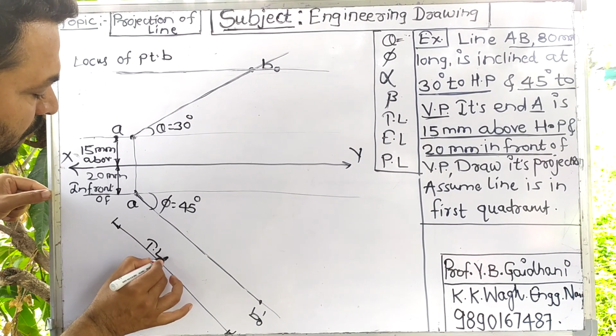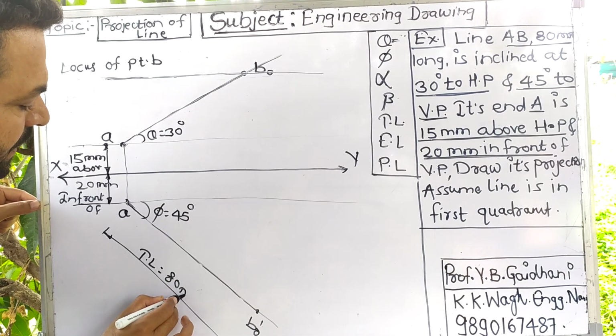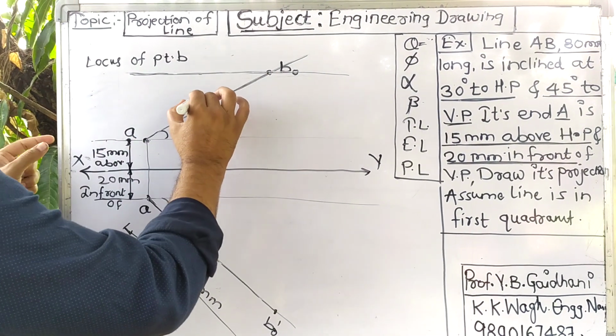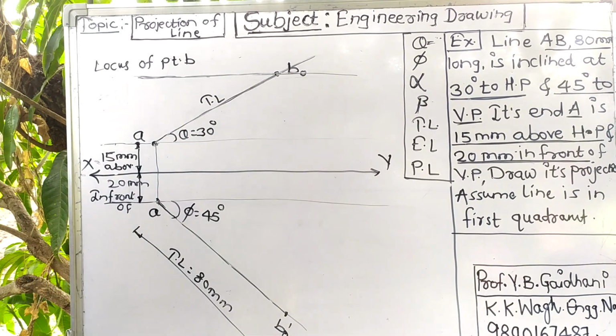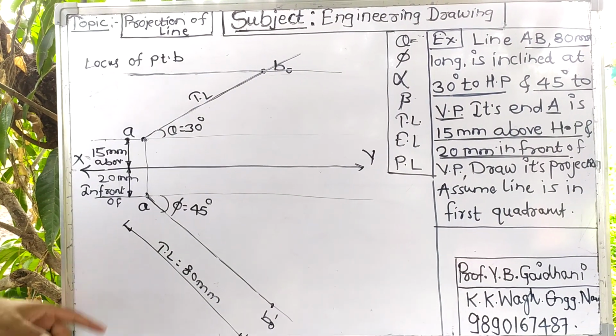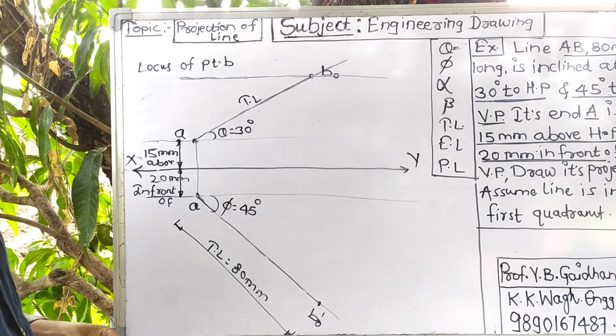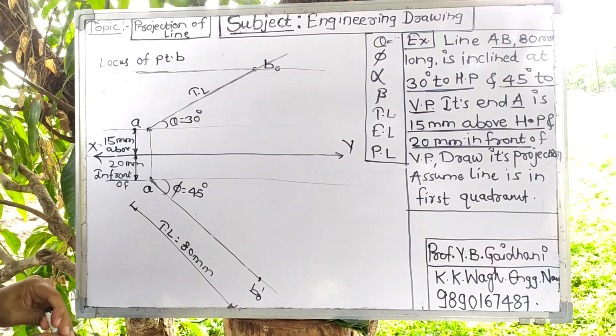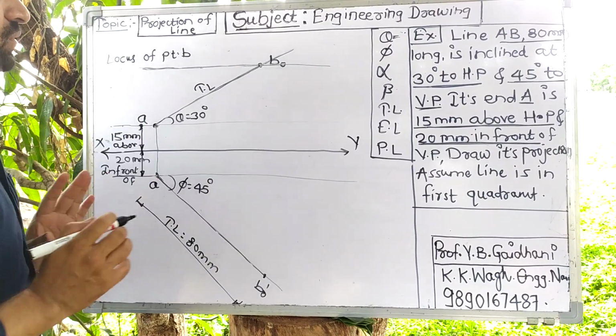This distance is equal to 80, and actually this distance is TL. TL means true length of the line, which is 80 mm. This is also TL. Here I am putting TL. So this is the given condition. But actually, when the line is at a time inclined to both the planes, then the actual view will be different. So how to draw actual views?